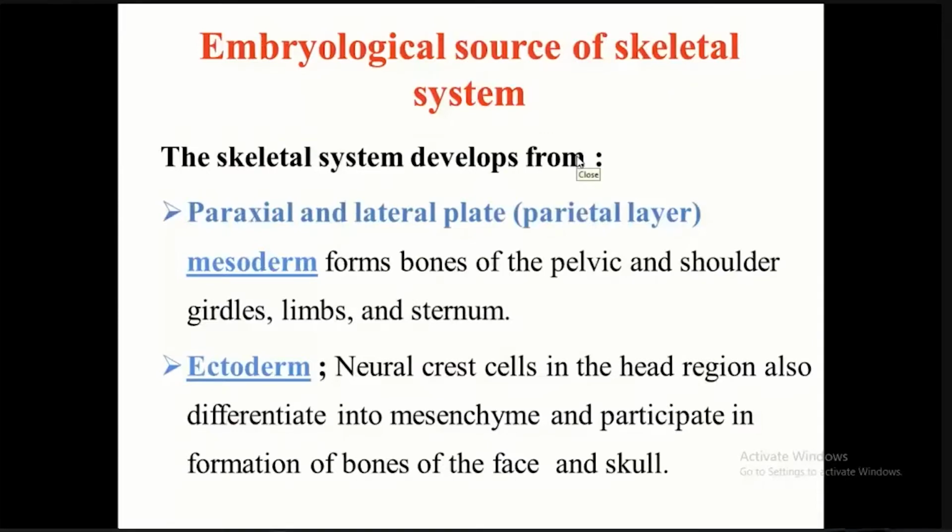Okay, so the embryological source for the skeletal systems include the paraxial and lateral plate mesoderm, both of them are layers of mesoderm, okay? And they will form the bones of the pelvic and shoulder girdles, limbs, and sternum. While the ectoderm that includes the neural cells forms the head region, and they will differentiate into the mesenchyme, and this mesenchyme will participate in the formation of the bones of the skull and face.